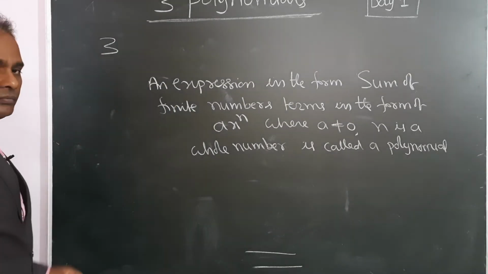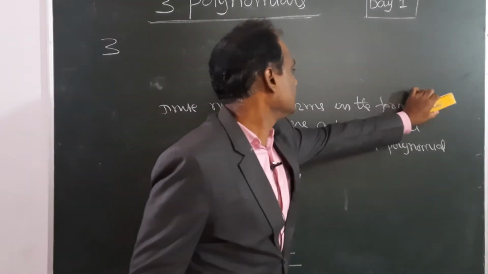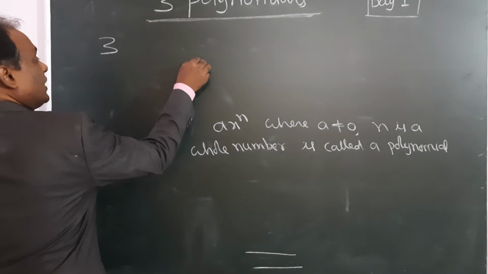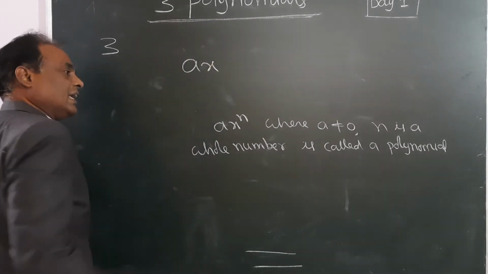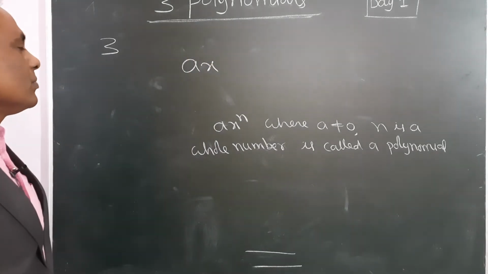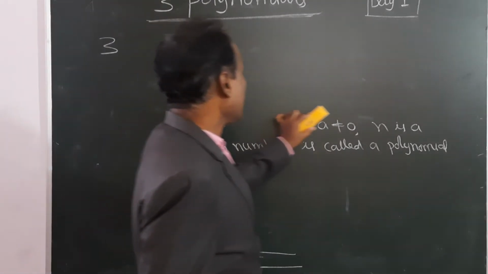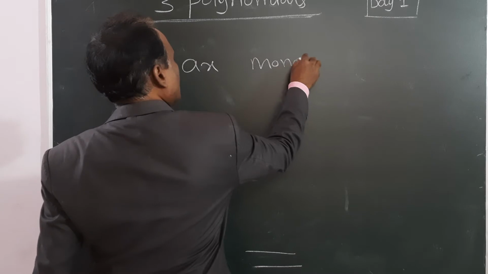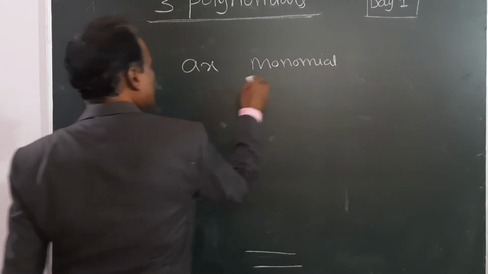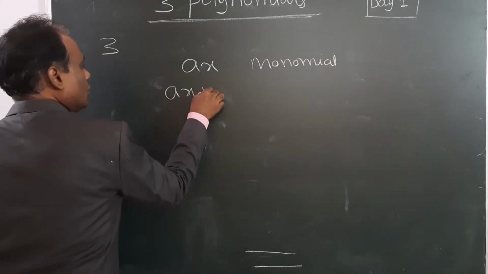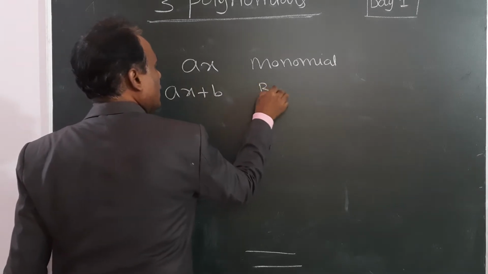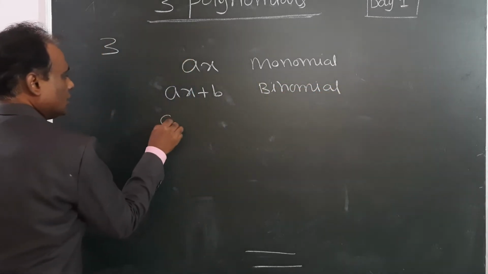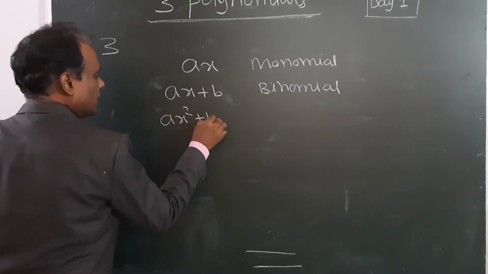Third. In the polynomial, suppose, see, ax, this is only one term. This polynomial is having one term. If a polynomial has one term, it is called monomial. Monomial, one term. 2 terms, it is called binomial. 3 terms, trinomial.